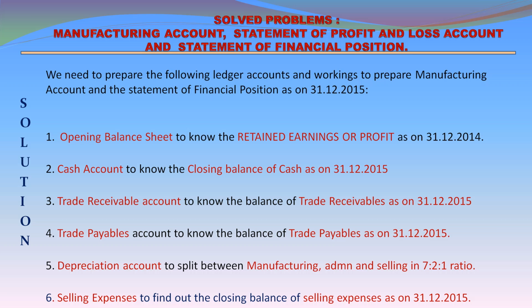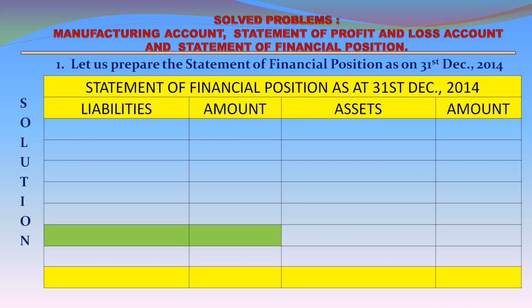4. Trade payables account to know the balance of trade payables as on 31st December 2015. 5. Depreciation account to split between manufacturing, admin and selling in the ratio of 7:2:1. 6. Selling expenses to find out the closing balance of selling expenses as on 31st December 2015. Solution. Let us prepare the statement of financial position as on 31st December 2014 to find out the retained earnings or profit during the year 2014.